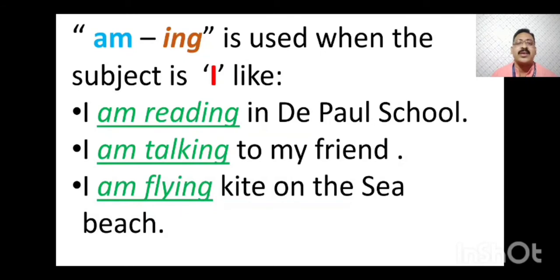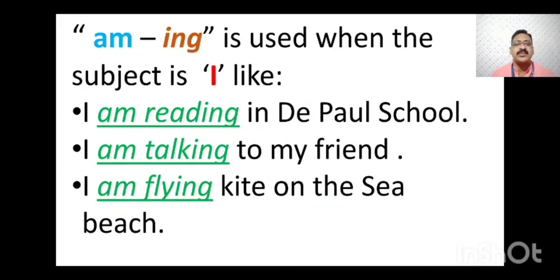Only we have to use am where the subject is I. You can see three sentences starting with I have am with it because am is only added to pronoun I, and the verb as usual is in ing form: reading, talking, flying, because these three sentences show that all the work is going on now. I am reading in DePaul school. Now I am talking with my friend, at present I am talking with my friend. Now at present I am flying kite on the sea beach.